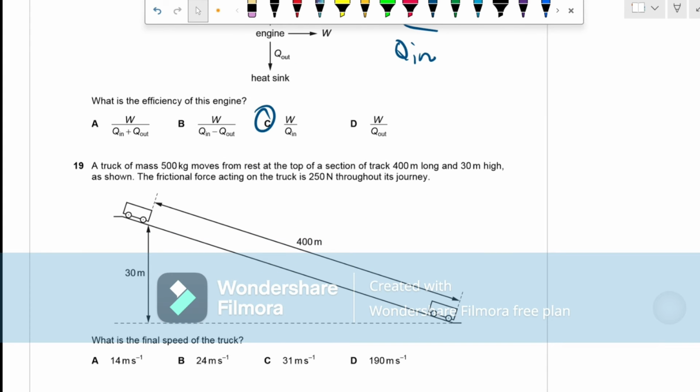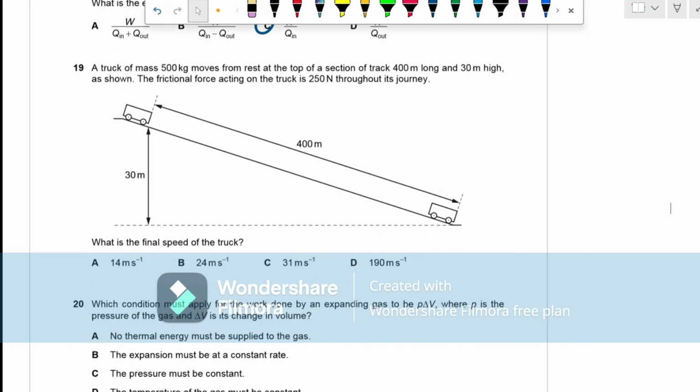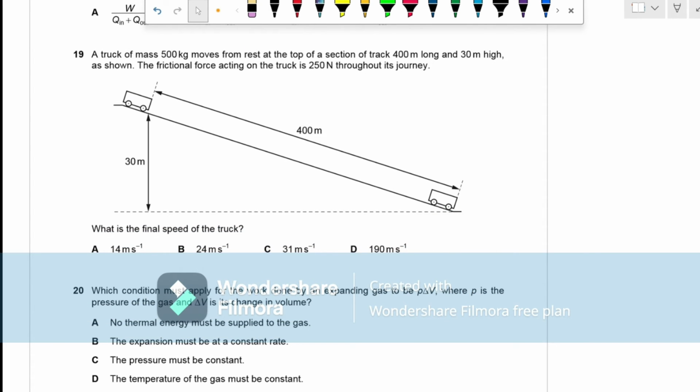Question 19. We're given a truck of mass 500 kilograms. The truck is going to move from rest at the top of the section, so it's going to move down, and the frictional force acting on that truck is going to be 250 newtons throughout its journey. We want to find the final speed of the truck. Okay, what do I know? It's containing some energy, an energy known as gravitational potential energy. But as it falls, it's going to be used up.